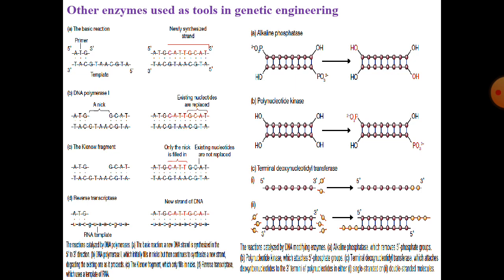Other enzymes used in genetic engineering are alkaline phosphatase, DNA polymerase, polynucleotide kinase, and terminal deoxynucleotidyl transferase. First, we'll study about DNA polymerases. As we know, DNA polymerases are the enzymes which add the nucleotides during the synthesis of DNA. And you might also know that DNA does not start the synthesis by itself. It requires an RNA primer. After this, the addition of nucleotides happens in the sequence.